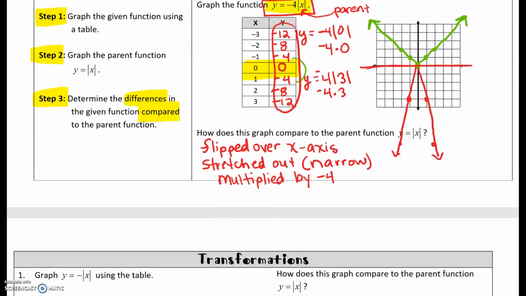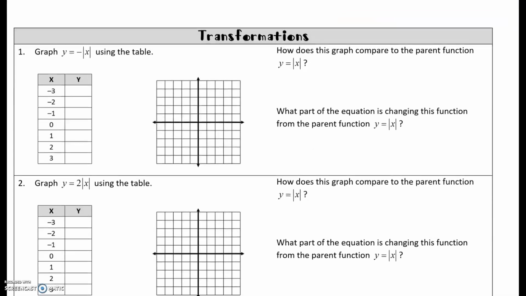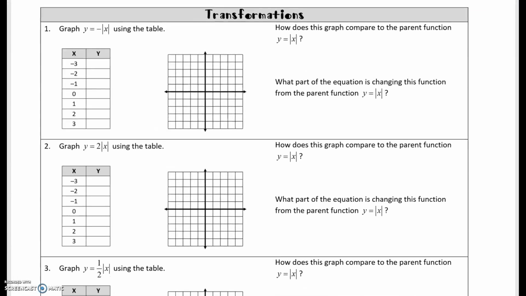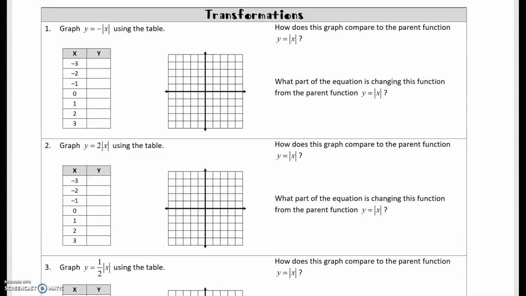Now, go to your next page of your notes, and you will see that it just says transformations, and that you have 5 problems listed. Now, your job to complete the rest of these notes is to complete all tables for every function that's given. Then you will graph the function. Then you will compare it to the parent. And then you will answer the question of what is changing. So now you will complete these 5 problems.